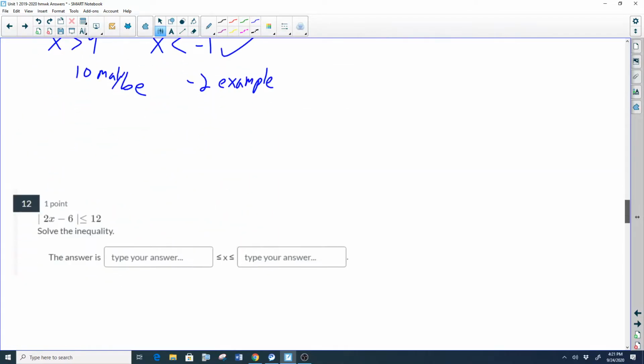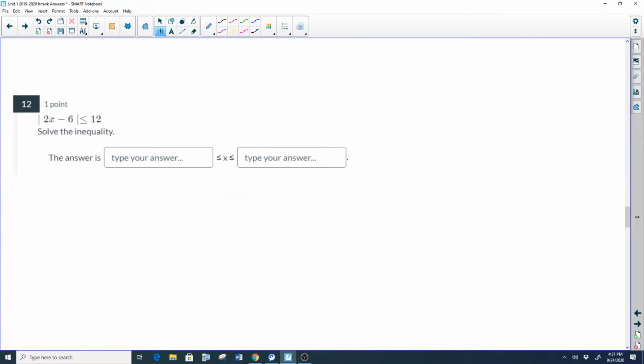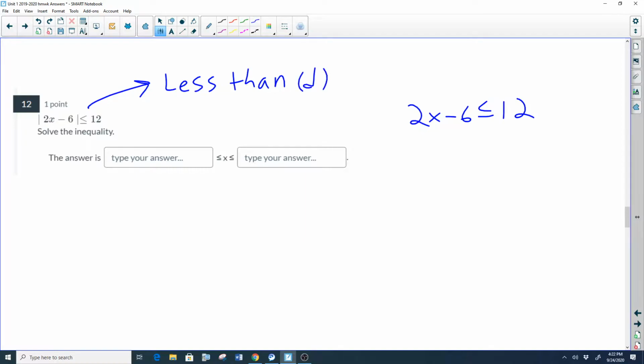Okay, there's number 11. Number 12, doing some more inequalities. So this inequality this time is actually going to be a less than, and that's a little bit different. It's a less than or equal to, but let's call it less than.